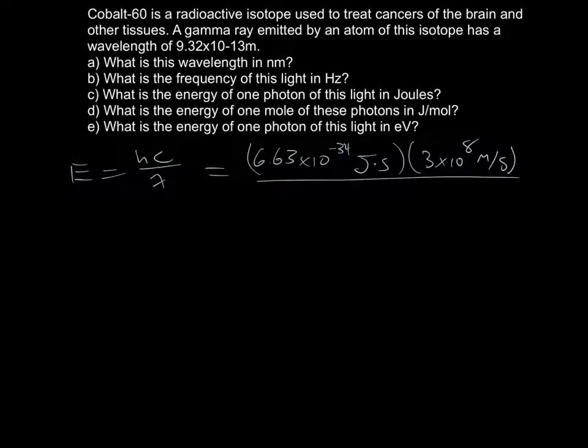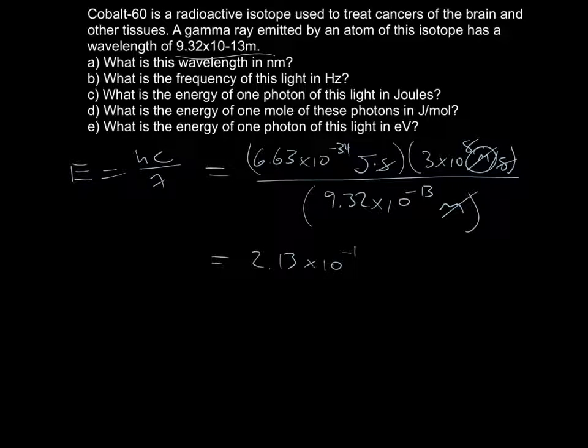Now the problem asks us for energy in joules, so we want everything to cancel out except for joules. And in order to do that, we need to cancel out meters on the top with meters on the bottom. So we want our wavelength in terms of meters, which is given to us in the problem. So we're going to use 9.32 times 10 to the negative 13 meters. And so now seconds cancel out on top, and meters cancel out here, so we're just left with joules. And if we plug this in, we get a value of 2.13 times 10 to the negative 13 joules.